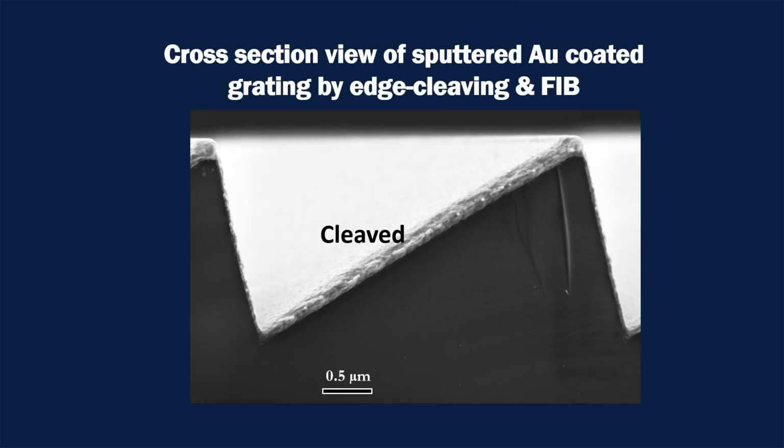The next example is a study I was involved in, using cross-sectional view imaging to evaluate coating uniformity between sputtering and e-beam evaporation on angled surfaces. This is a gold-coated grating done by sputtering. Edge cleaving shows gold covered both the high-angle and the low-angle surface very well, but on the high-angle surface, the film thickness is much thinner.